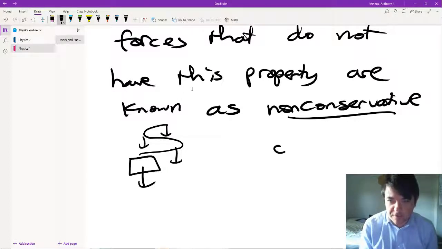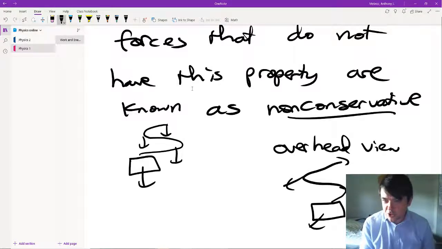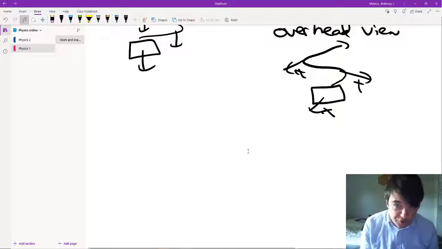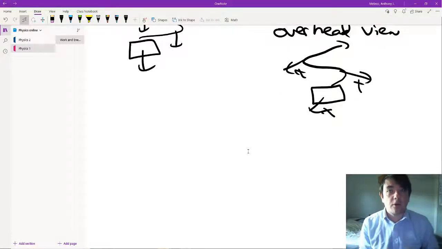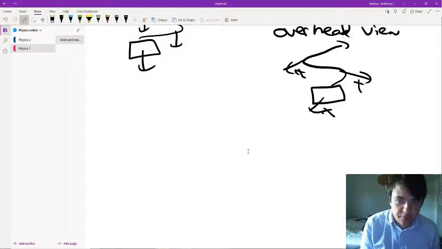So if you're moving, this is an overhead view of you pushing a box on the ground. If you're moving this way, friction starts to oppose your motion. So friction points opposite of your motion. If you're changing your path, friction starts changing the direction. And so friction actually doesn't have this property. Friction does depend on the path taken, right? The amount of work that you put into an object to move it on the floor is dependent on the path, okay?